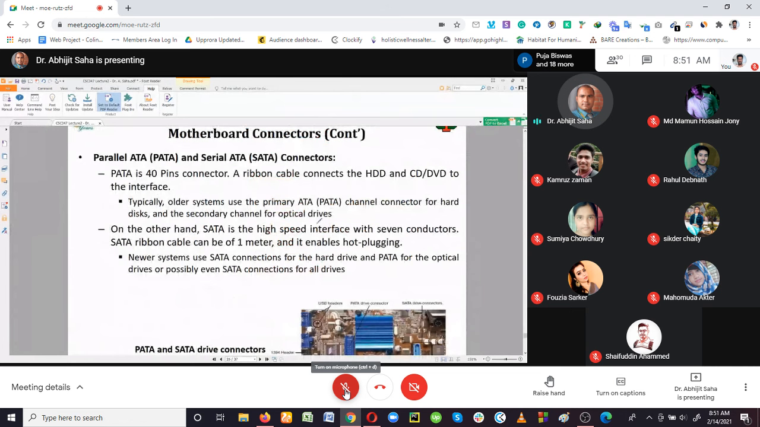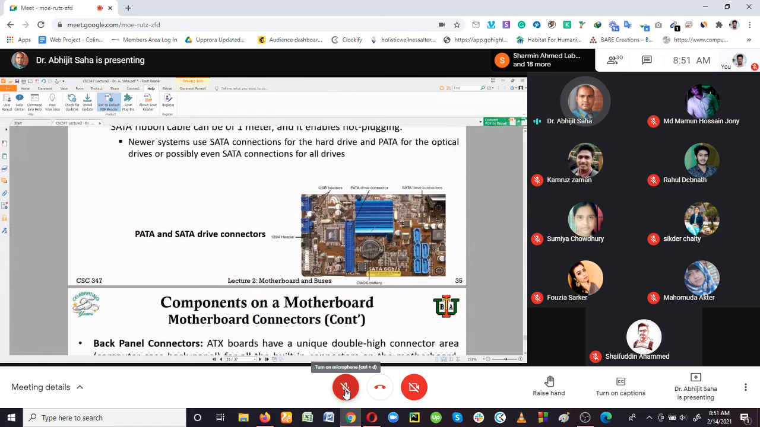The next slide is about the parallel ATA and serial ATA connectors. We have already discussed them on the motherboard. We have seen that there are 40 pins. Here we have the parallel ATA drive connector.